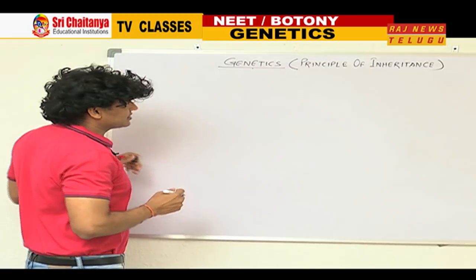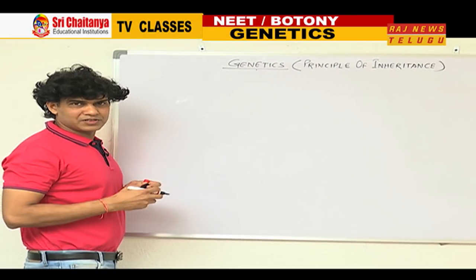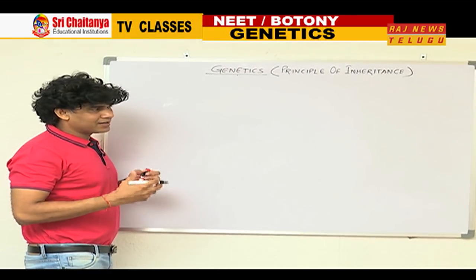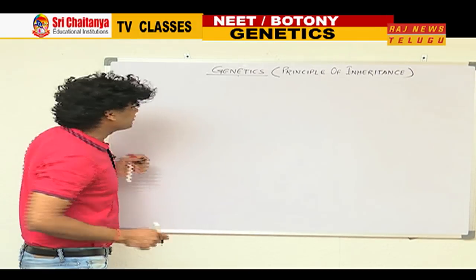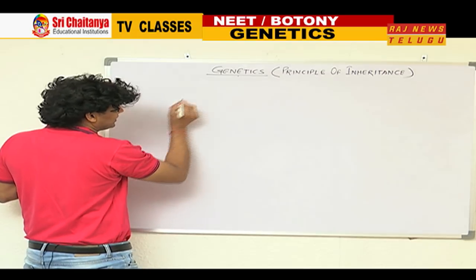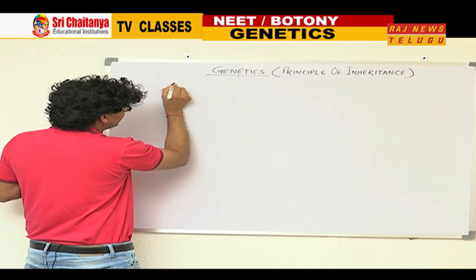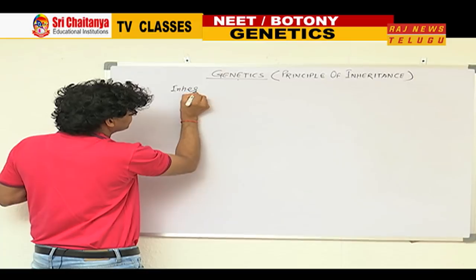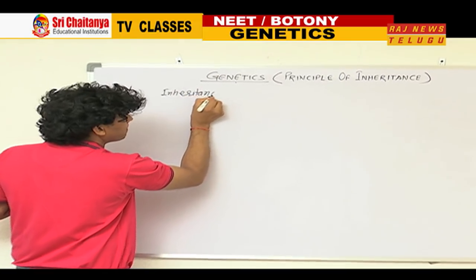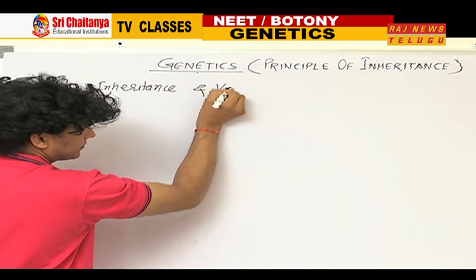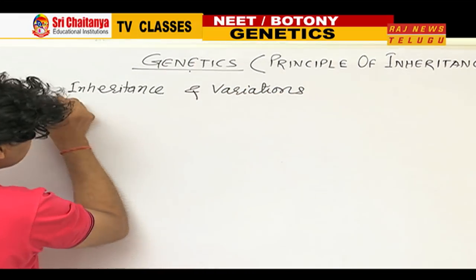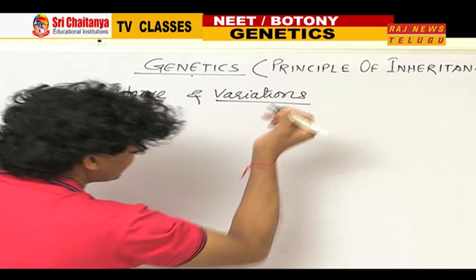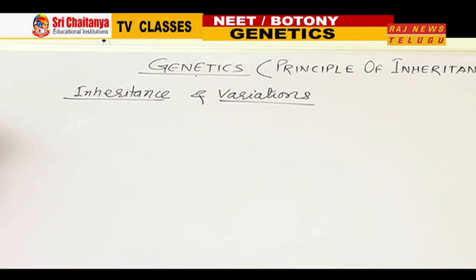Let us first discuss the technical meaning of genetics and the different terminologies involved in the study of genetics. Genetics is simply the study of inheritance and variations. The study of inheritance and variations is collectively called genetics.